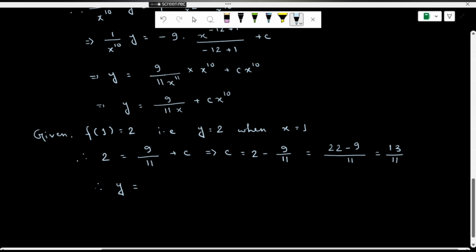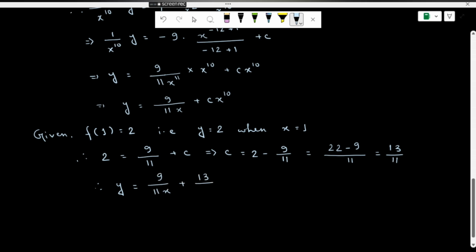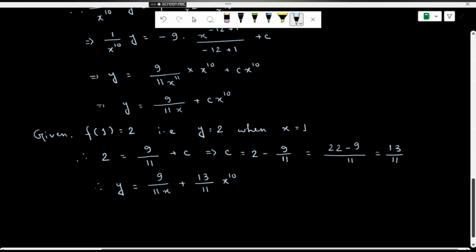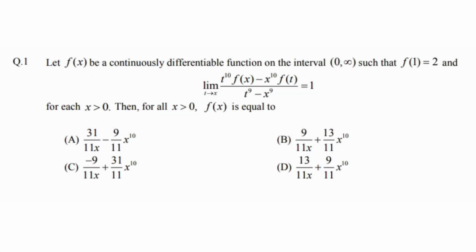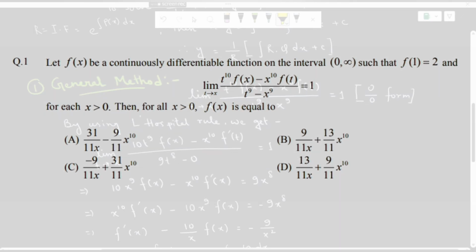So what is the solution? y or f(x) is equal to 9 by 11x plus 13 by 11 into x to the power 10, which is nothing but option B. You can observe in the question, option B, 9 by 11x plus 13 x to the power 10 by 11.